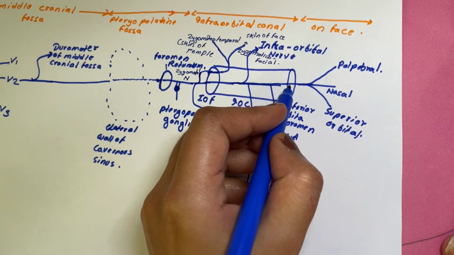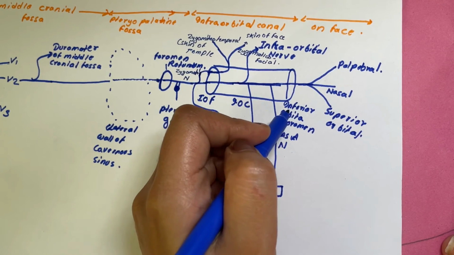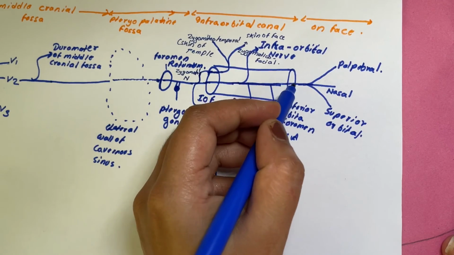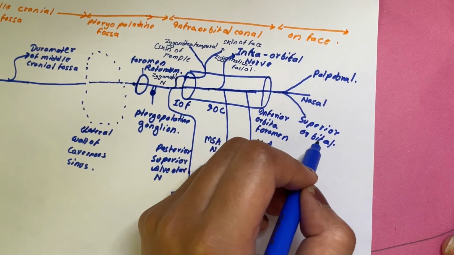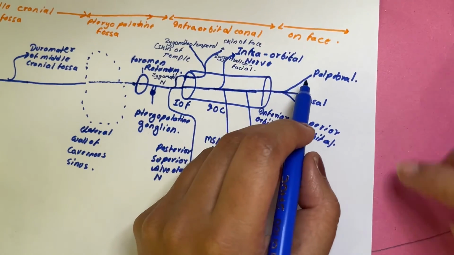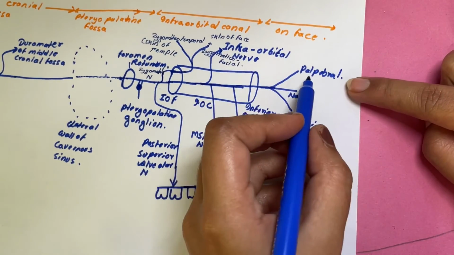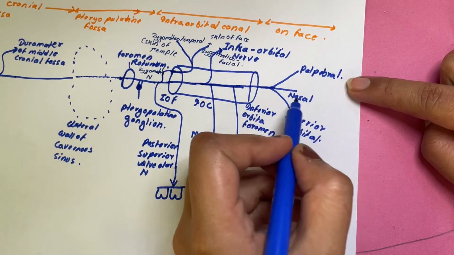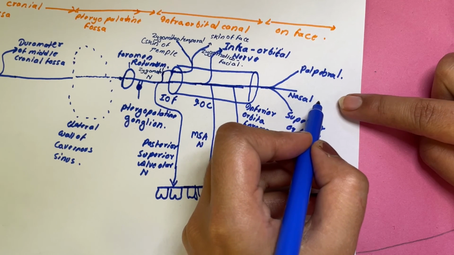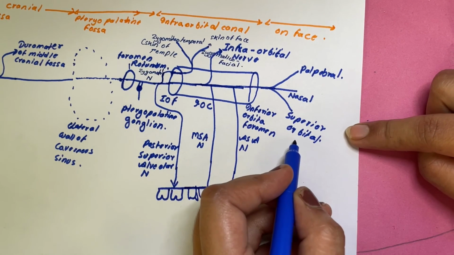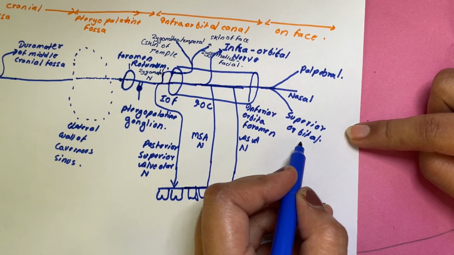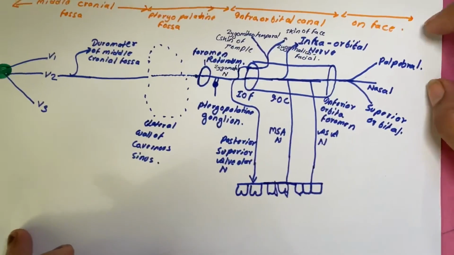And the maxillary nerve exits from the infraorbital foramen, and it gives three branches that are palpebral, nasal, and superior labial on the face. The palpebral supplies the skin of the lower eyelid, and the nasal supplies the side of the nose and the mobile part of the nasal septum, while the superior labial supplies the skin and the mucous membrane of the upper lip.